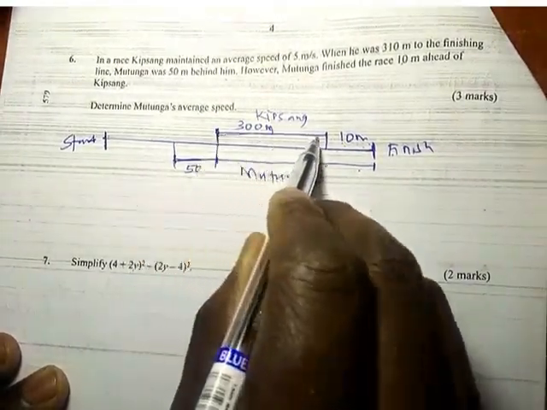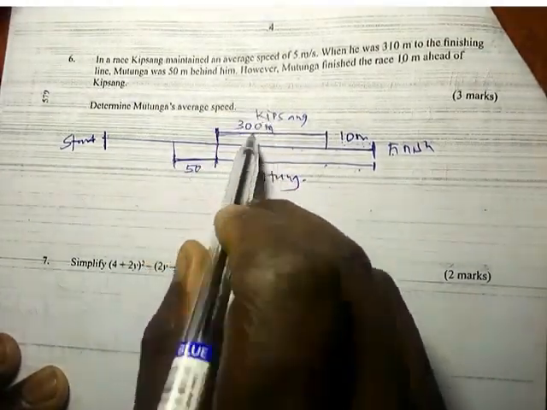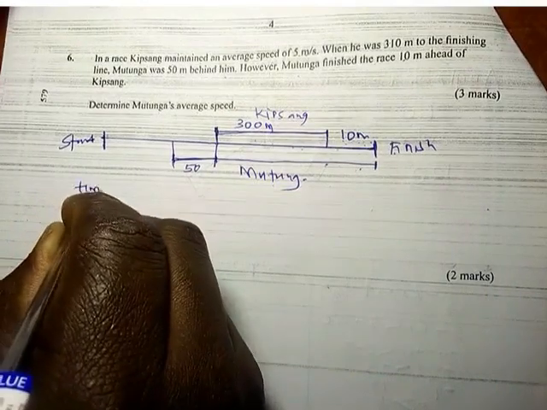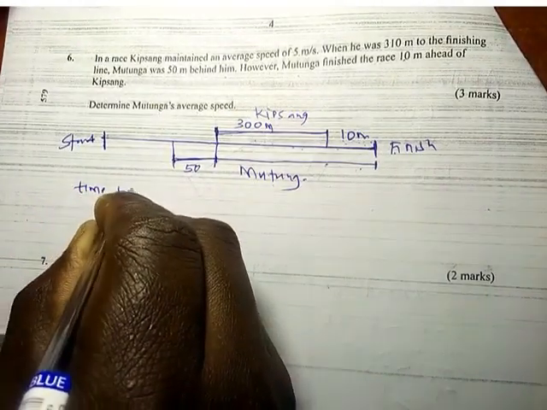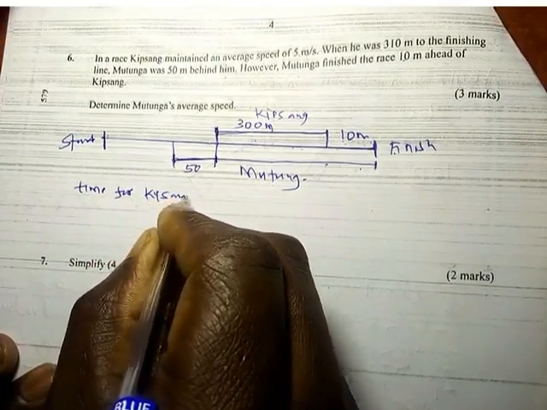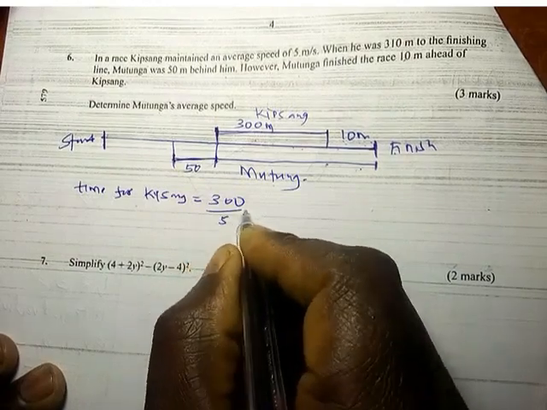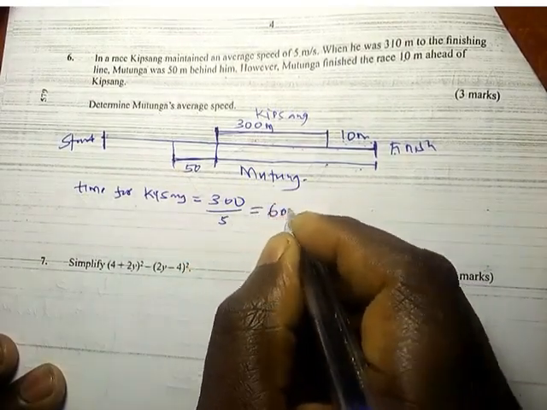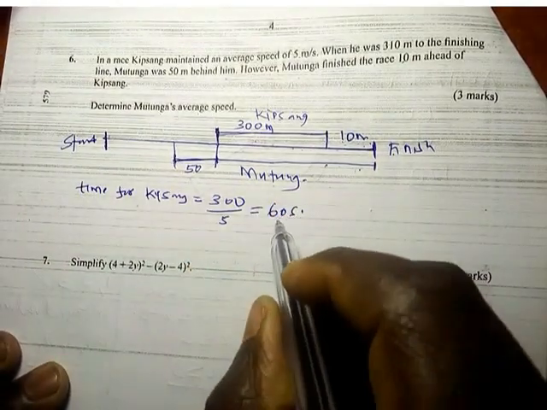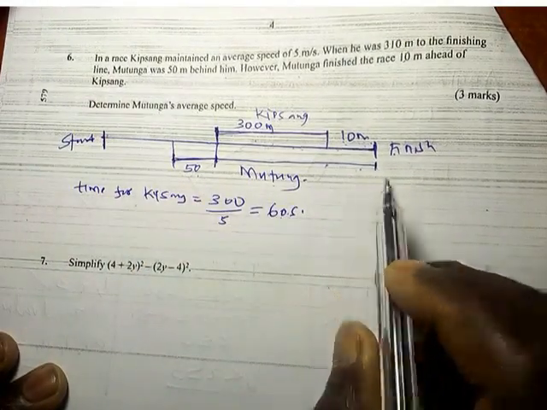Lakini huyu alikava 300. So na tuko na speed yake, so we can get the time he took. So time for Kcse is simply 300 meters from here up to here divided by 5, which gives us 60 seconds. But it is the same time Mutunga atachukua amalize. Sawa?